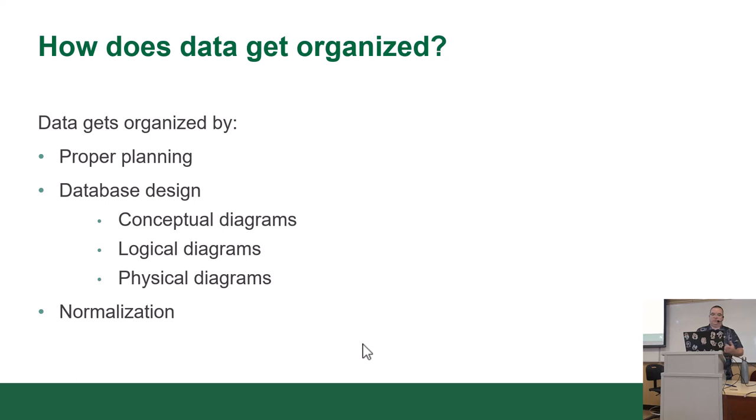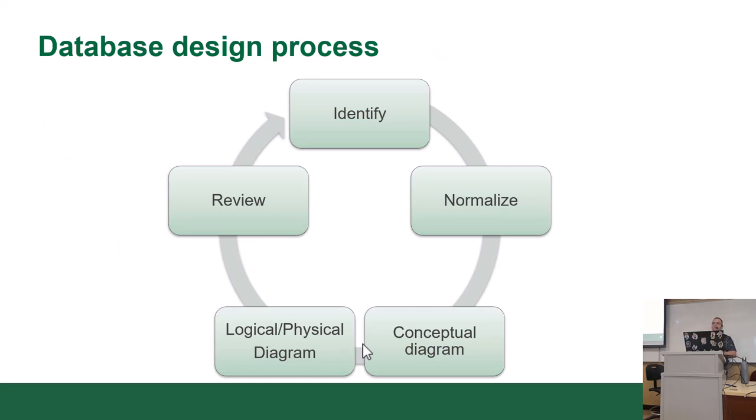We try to organize our data. We organize data by proper planning, doing proper database design, and we normalize. The database design involves three sets of diagrams: the conceptual, logical, and physical diagrams. We are going to learn about most of this this semester. So the database design process has five steps, at least.